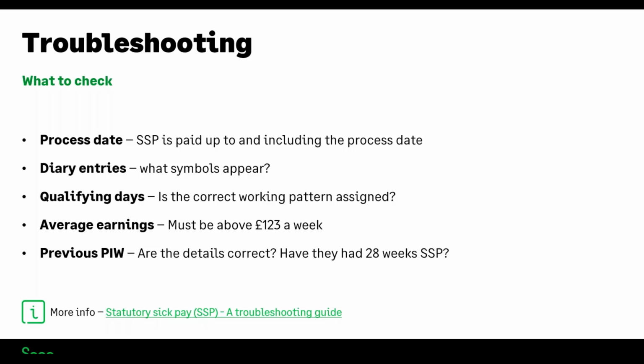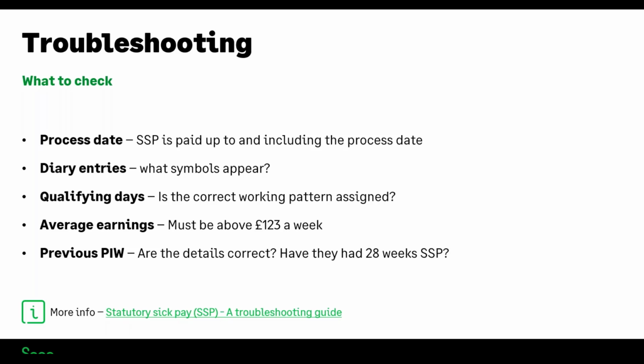So what to check? Well, the first one's the process date. Remember that SSP pays up to and including the process date. So if all of the dates of the sickness are after your process date, there won't be any sick pay calculating until those sickness dates fall into the current pay period. Second thing is the diary entries. On the absence diary, what letters or symbols are appearing? Remember, if it's a red A, this means that the sickness is likely less than 4 days, and therefore it does not qualify for statutory sick pay. Or if the letters or symbols are capital letters, they've already been paid and updated, so they won't be paid again.